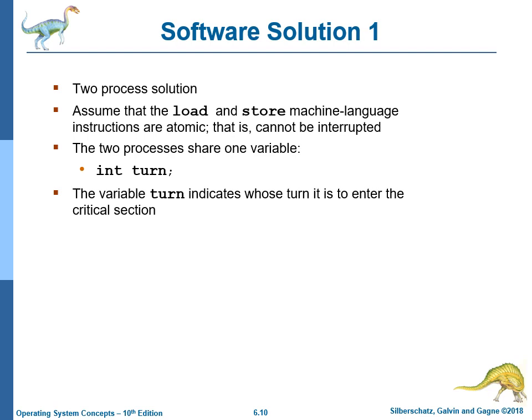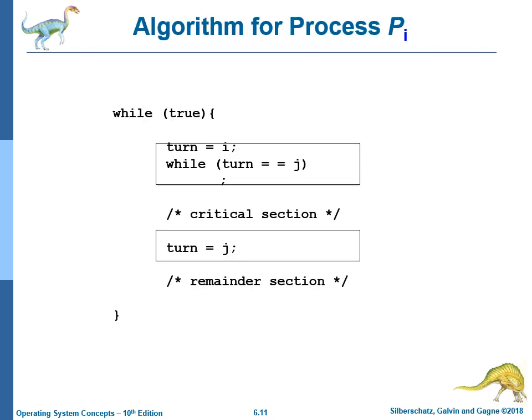In machine language we have a function which is load and store, which are specific instructions that cannot be interrupted. So if there is load and store, the processor already knows that we cannot interrupt. Okay, and for these two machine functions we will share one variable called turn. Turn will indicate who the next process is that will enter the critical section. Okay, so this is the algorithm.